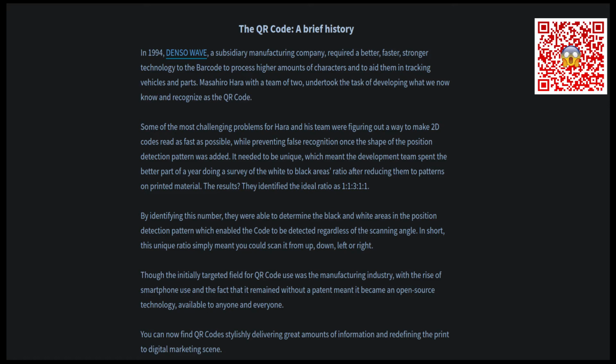It needed to be unique, which means the development team spent the better part of a year doing a survey of the white to black areas ratio after reducing them to a pattern on printed material. The results? They identified the ideal ratio as 1:1:3:1:1. By identifying this number, they were able to determine the black and white areas in the position detection pattern, which enabled the code to be detected regardless of the scanning angle. In short, this unique ratio simply means you could scan it from up, down, left, or right.